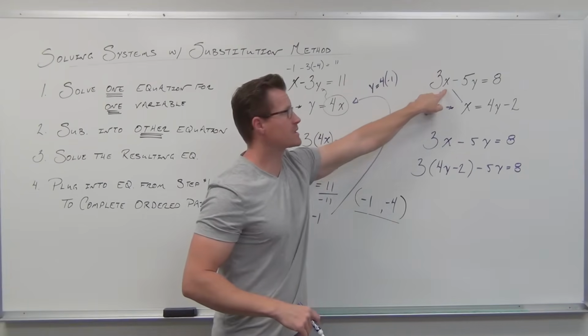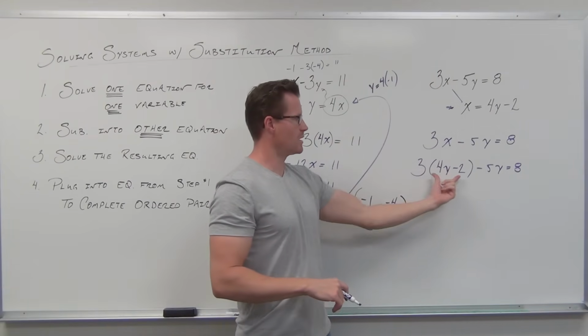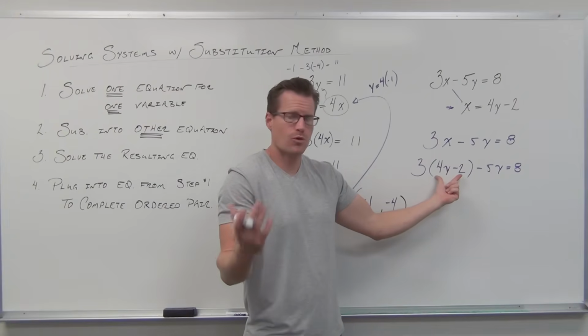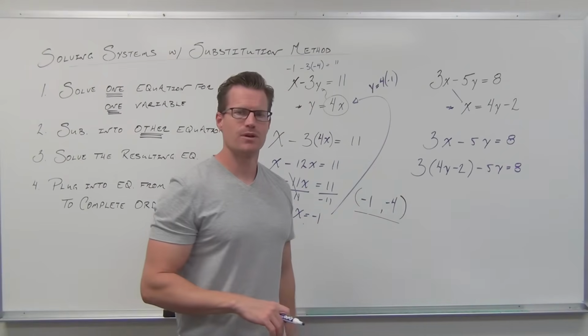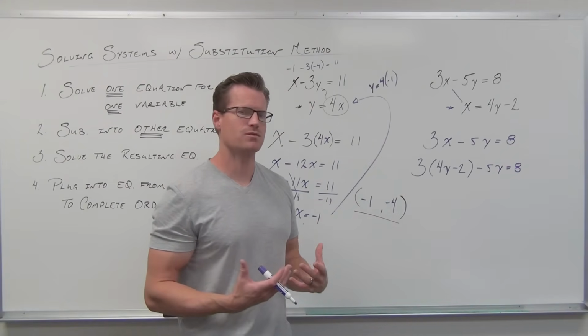So we let it. So instead of 3x, no, we have 3, what x is equal to? 4y minus 2. Minus 5y equals 8, but that gives you something very decent to solve. I want you to think about this for a second.